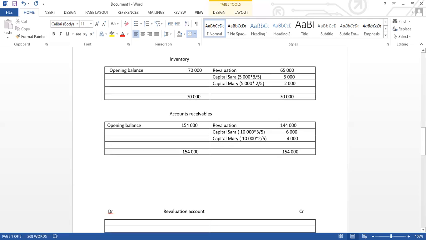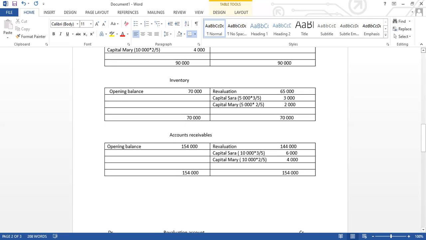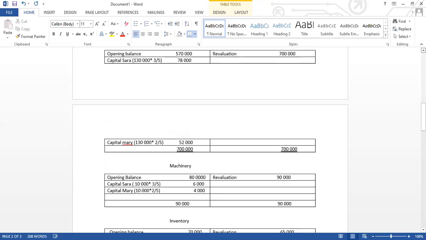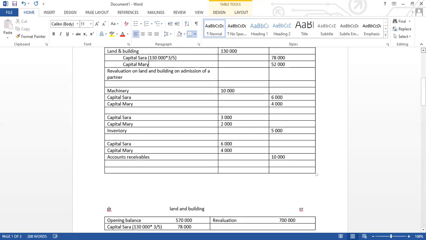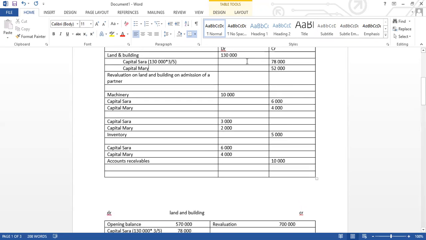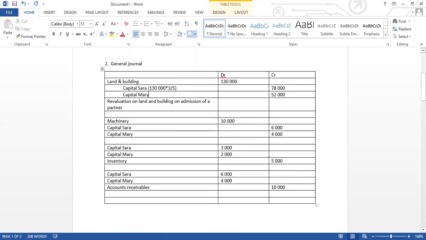Do we understand? Are we able to draw up a general journal to record the revaluation? Yes, I prefer to do the calculation on the general journal itself, better than doing the ledger accounts. You only do the ledger accounts if you're asked to do the ledger account. But if you're not, it's straightforward. You just go to the general journal and record, for as long as you know what to debit and what to credit.